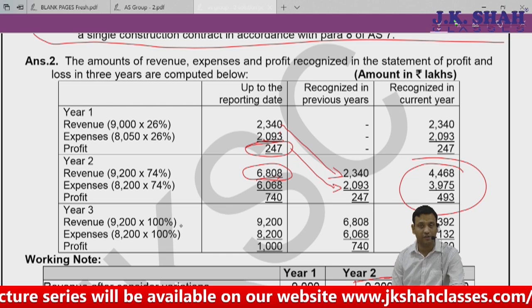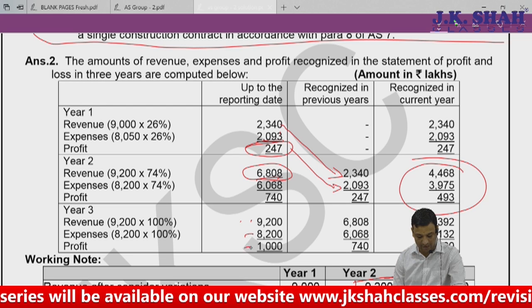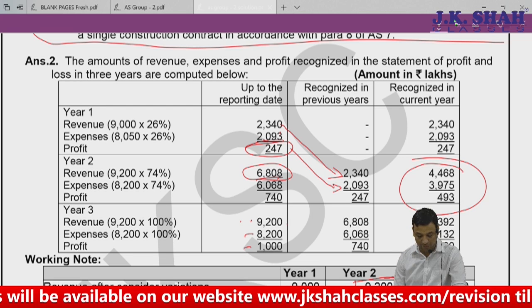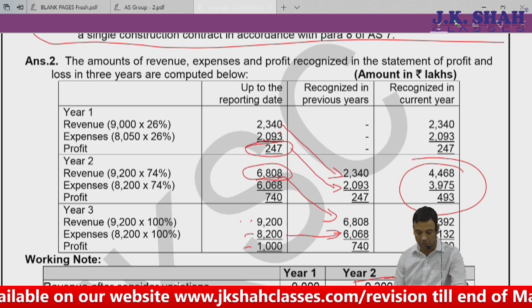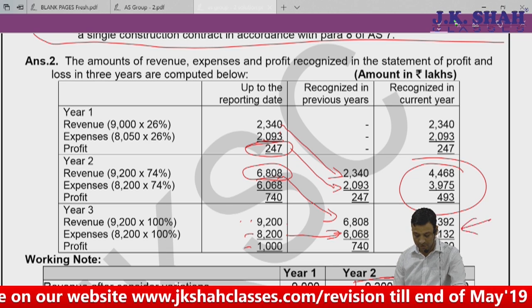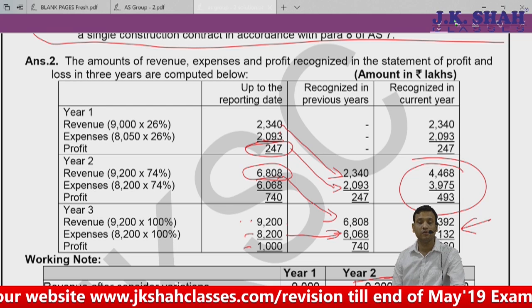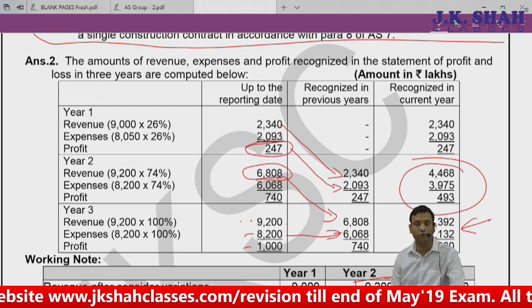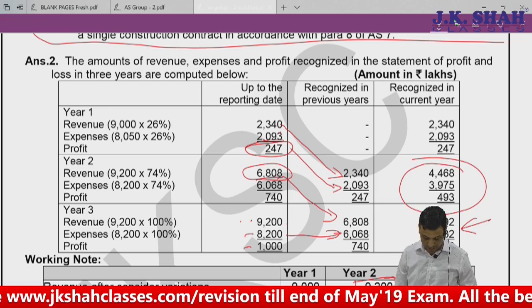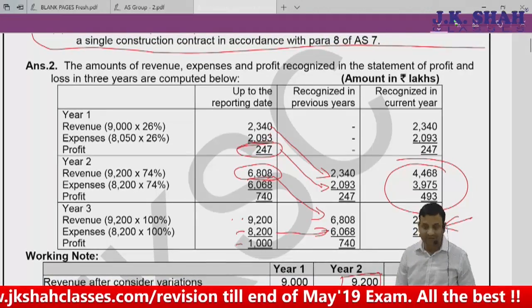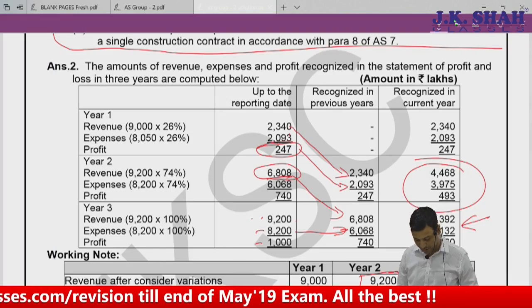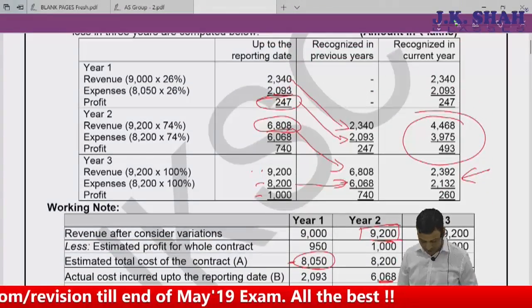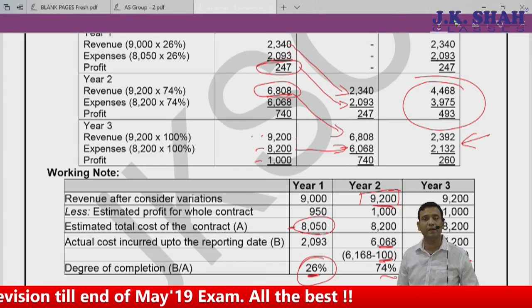So when I go for year 3, the total contract revenue is recognized. From that I will deduct what? Cumulative cost and revenue of 2 years. So I get contract revenue for current year, contract cost for current year. Yeah. So this is your solution. This can be presented in an alternative way where you say particulars year 1, year 2, year 3 and so on. So this is where we end our AS 7.